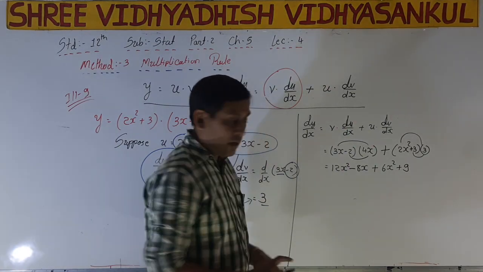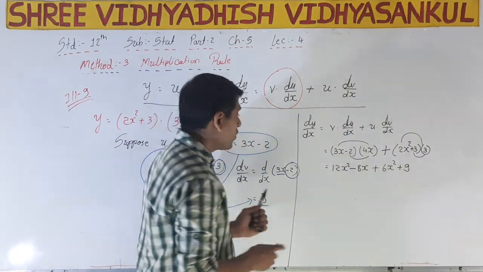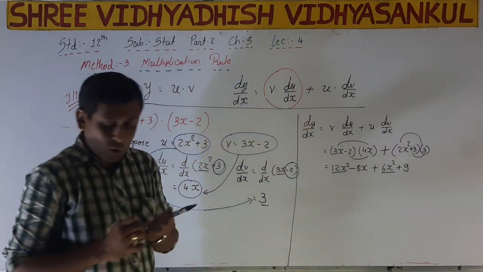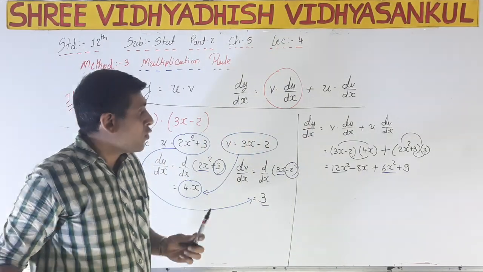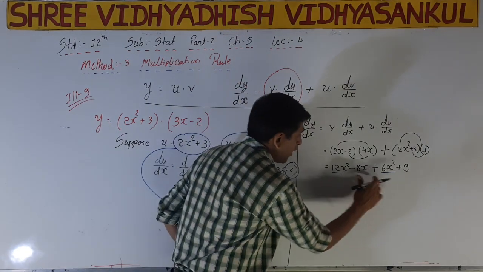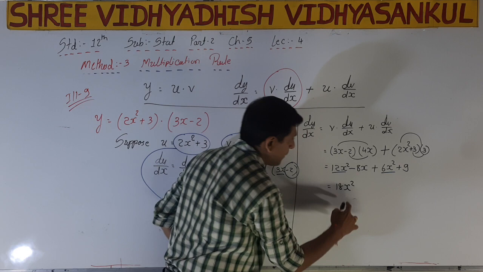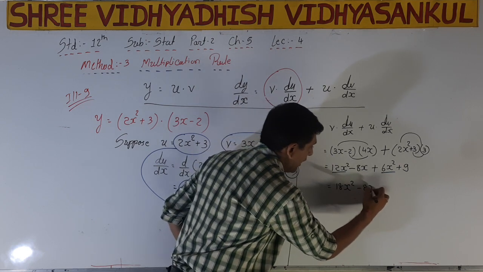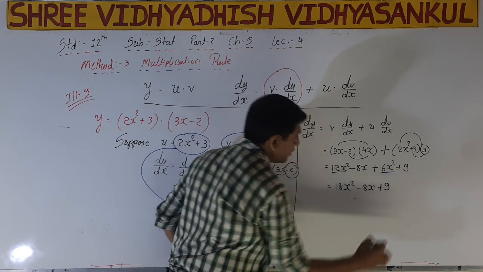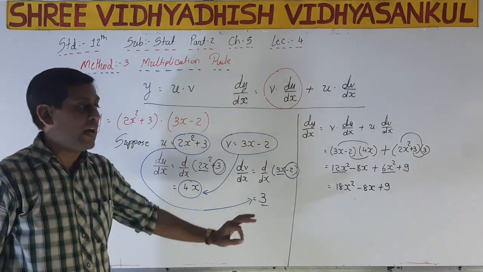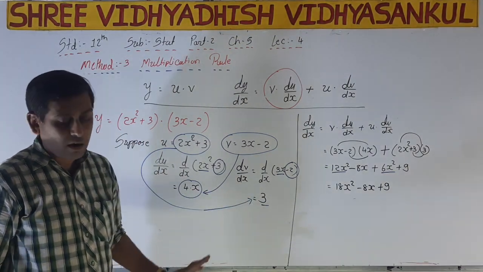Now see here, the x square terms are like terms. Now we have to add 12x square plus 6x square, that is 18x square minus 8x plus 9. 18x square minus 8x plus 9 is the final answer.